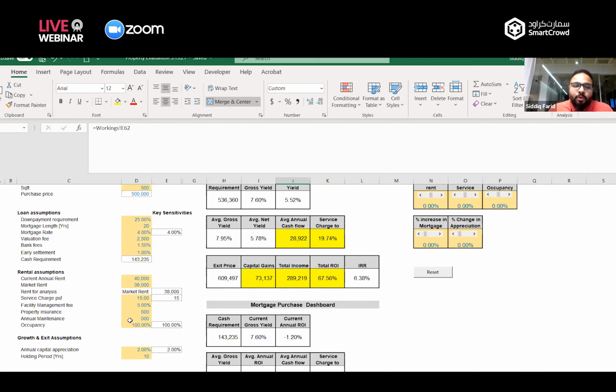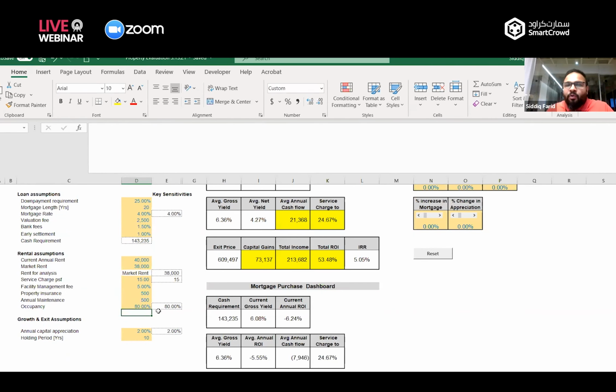What happens if my property goes vacant? Do I have enough money to pay the mortgage payment, right? So, for example, if my occupancy drops, can I afford 8,000 dirhams a year to pay for mortgage out of my pocket? What happens if the interest rates all of a sudden rise and it becomes 11,000? So you want to be able to do that.